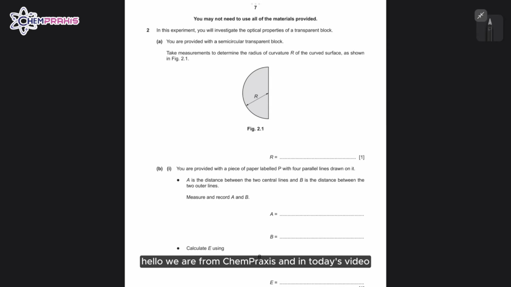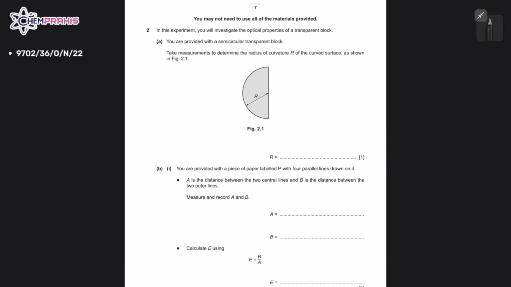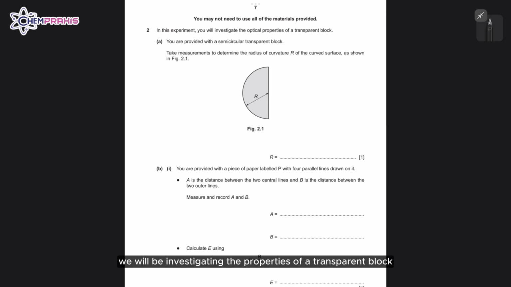Hello, we are from ChemPraxis, and in today's video we will be covering Physics Paper 3, Variant 6, October-November 2022, Question 2. In this experiment, we will be investigating the properties of a transparent block.